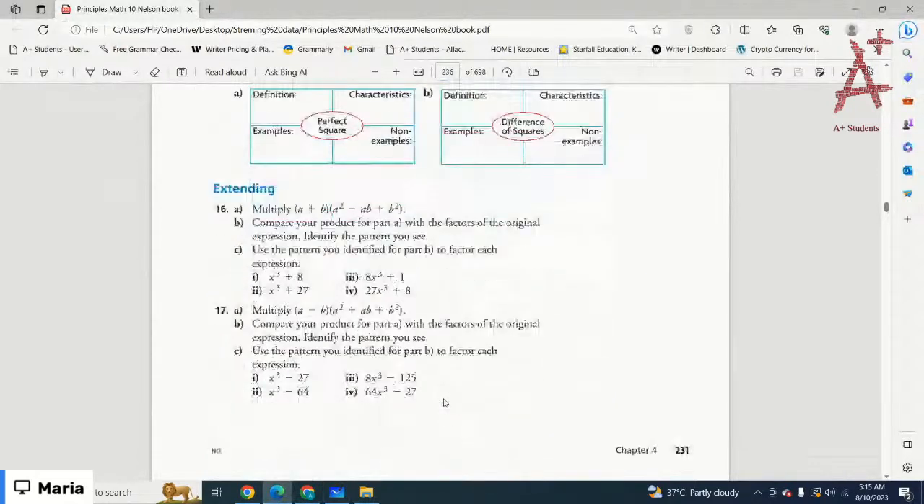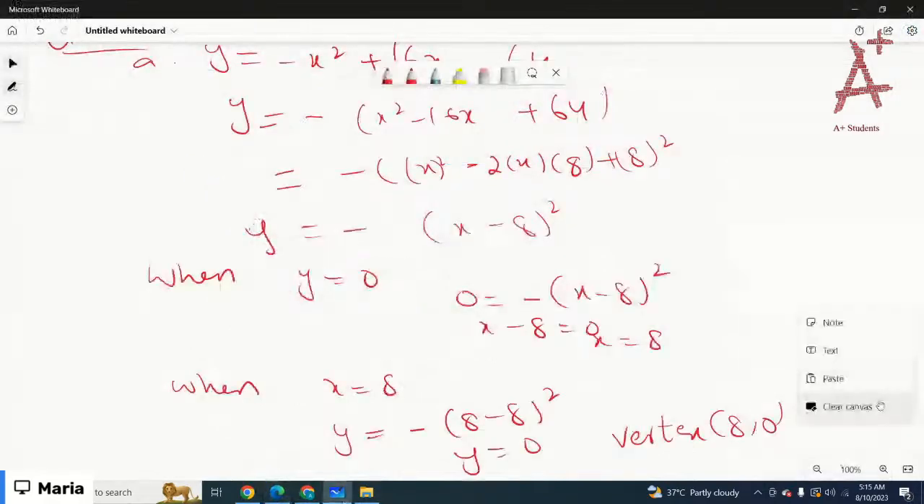Okay, let's just look at question number 16. Multiply a plus b by a square minus ab plus b square. Compare your product from part A with the factors of the original expression. Identify the pattern you see. Okay, let's just multiply them. Question number 16.